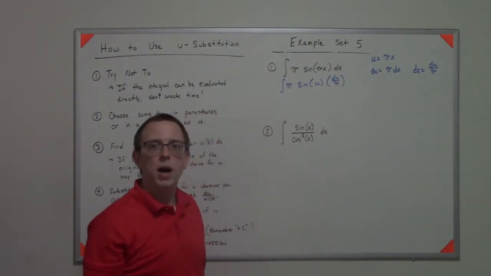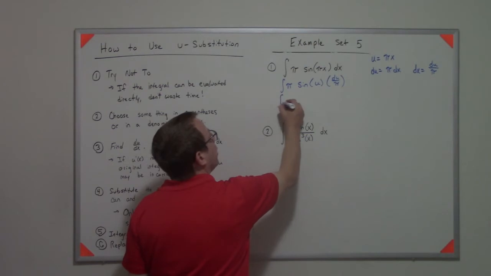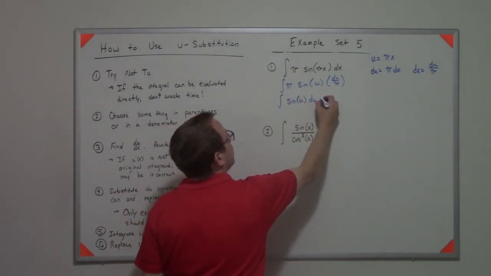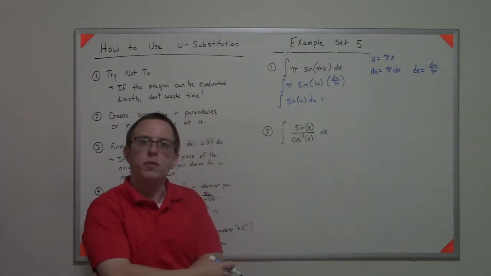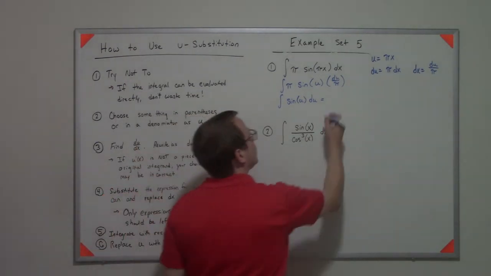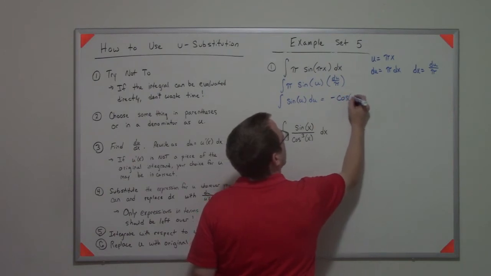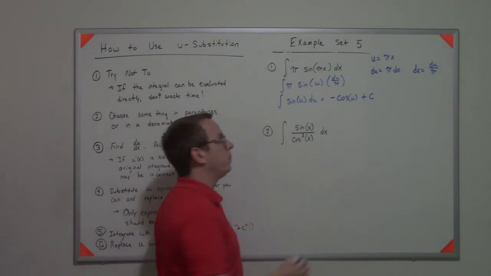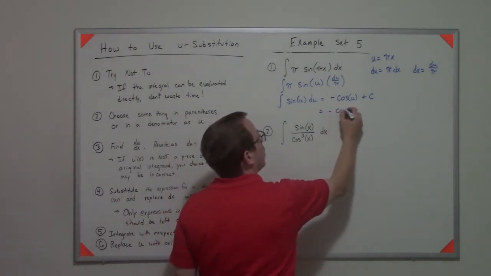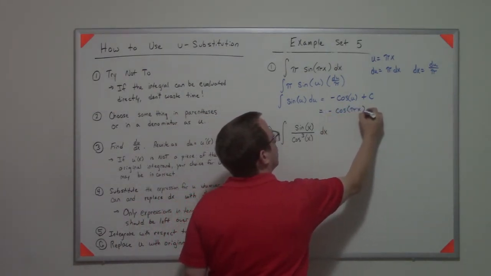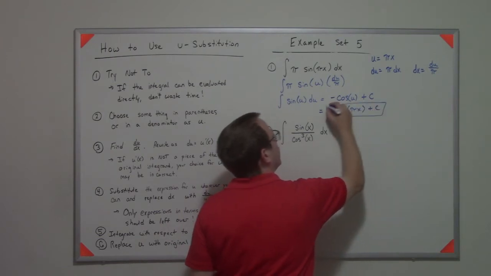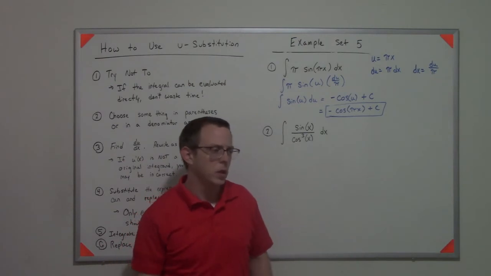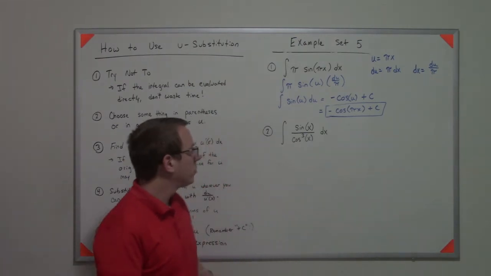Well, luckily, our pi's are going to cancel, so we're going to get sine of u du, which the antiderivative for sine is negative cosine. So negative cosine of u plus c, which is negative cosine of pi x plus c. Simple enough.